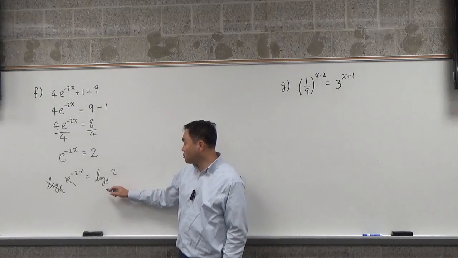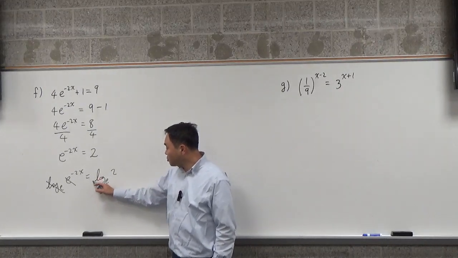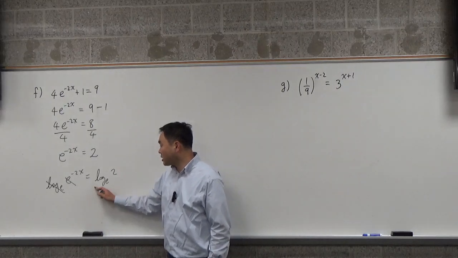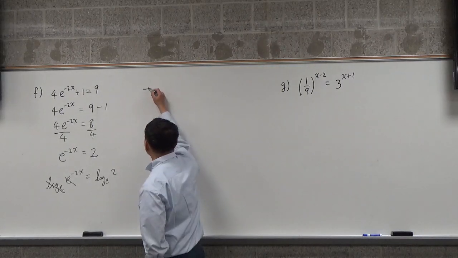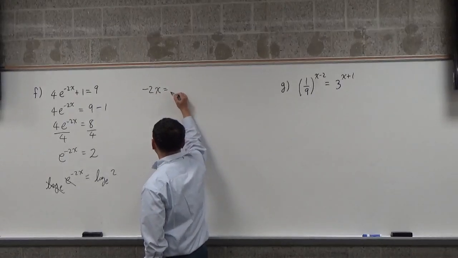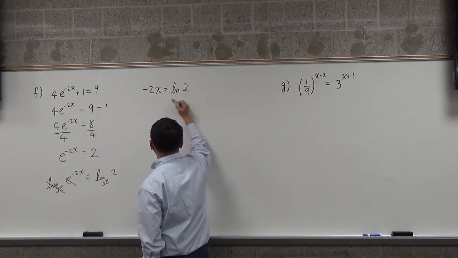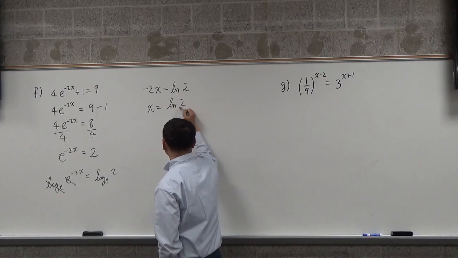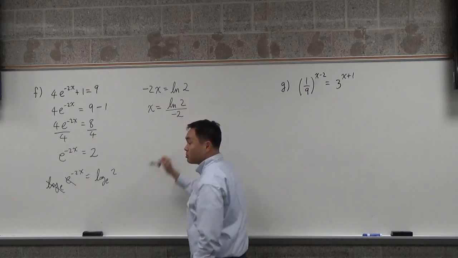Natural log, ln. You rewrite, there's a shorthand for log base e. People just write ln of 2. So you have negative 2x equals ln of 2. And now you divide both sides by negative 2, which gives you ln of 2 divided by negative 2.